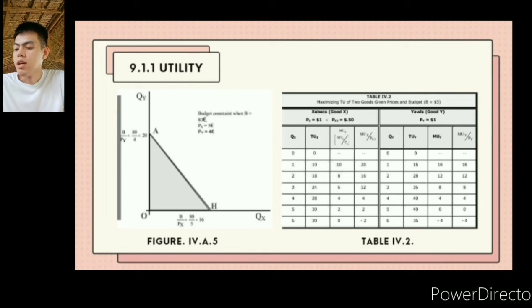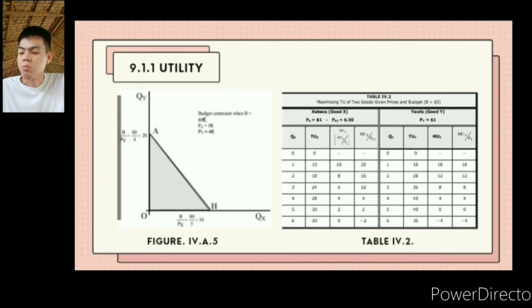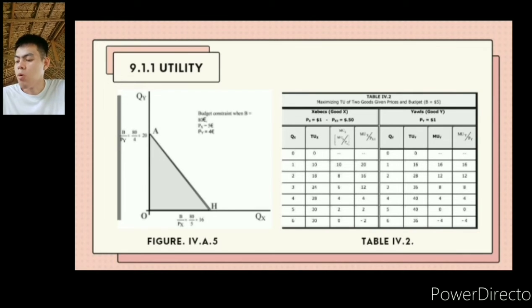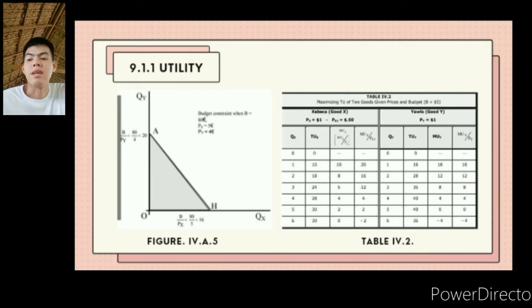As we see, the budget in the figure is 80. If the price of good Y is 4, it means a maximum of 20 units of good Y can be purchased. Makikita natin ito dun sa point A ng y-axis. Then, if the price of good X is 5, a maximum of 16 units of X can be purchased. Katulad nung pag ang price ay 4.